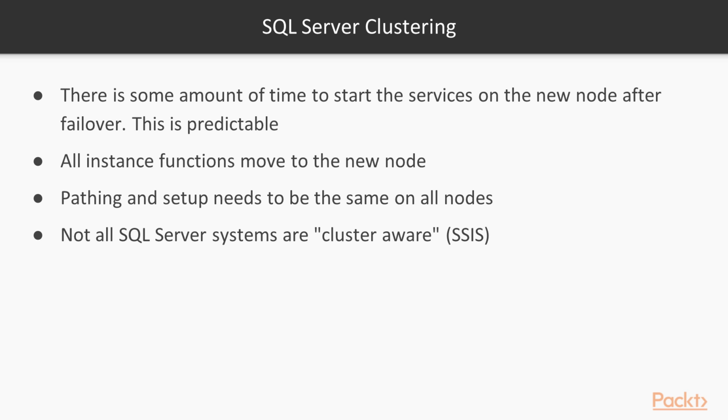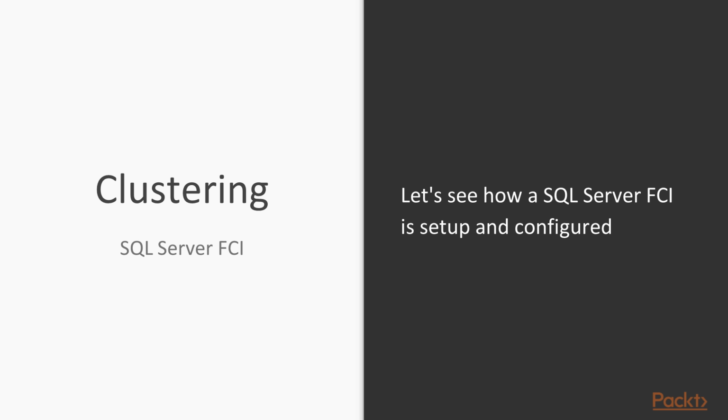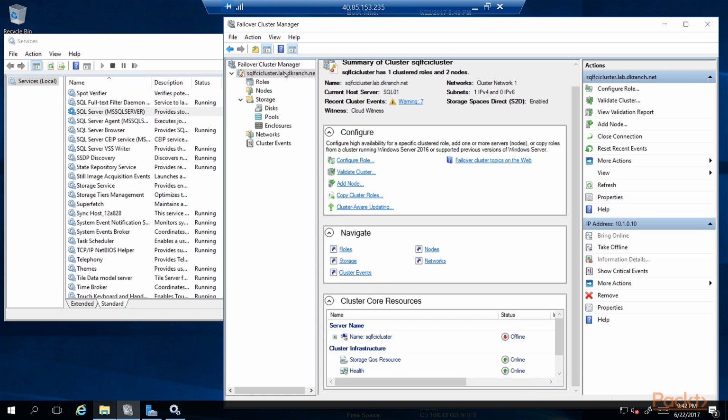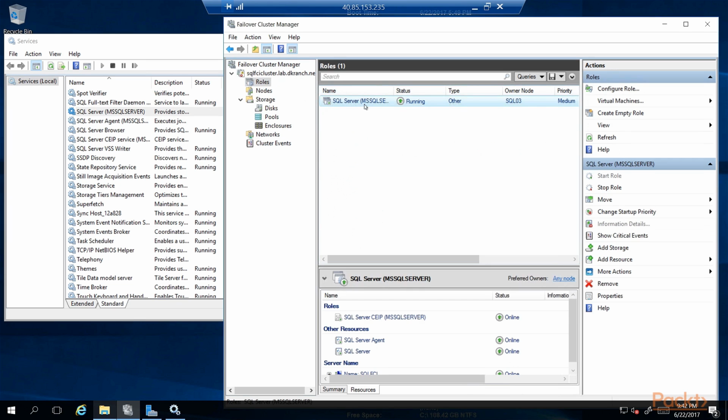Now here's SQL 01, and we have the Failover Cluster Manager. The cluster is actually exposed as a Windows-level item. You'll notice it's got one role and two nodes. The role is SQL Server. So SQL Server is cluster aware, and it's registered itself with the Windows cluster, and it's exposed. And you'll notice right now that it's running on SQL 03.